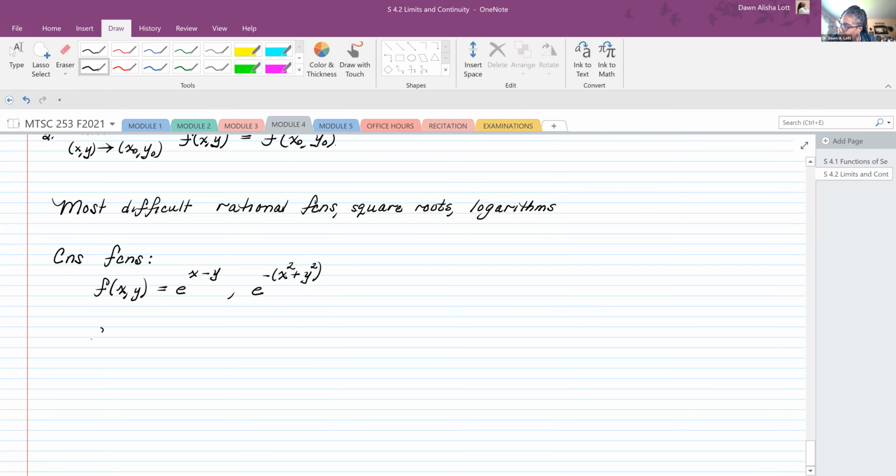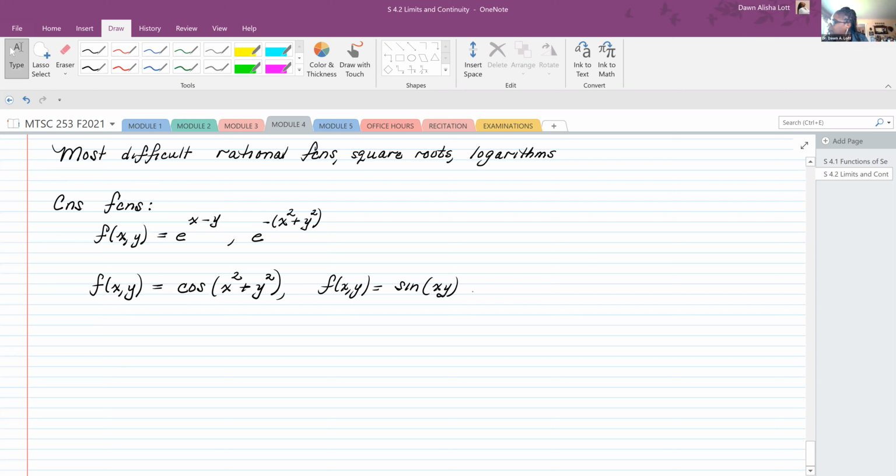F of x, y equal to the cosine of x squared plus y squared, f of x, y equal to the sine of x y, f of x, y equal to the natural log of 1 plus a function of x, y, x squared, y squared. All of those are continuous.